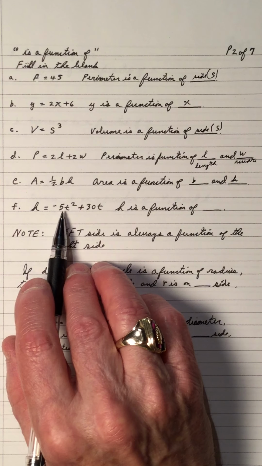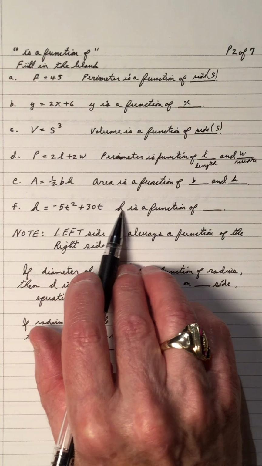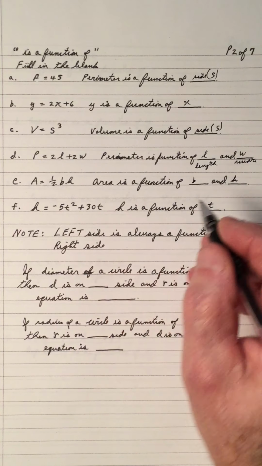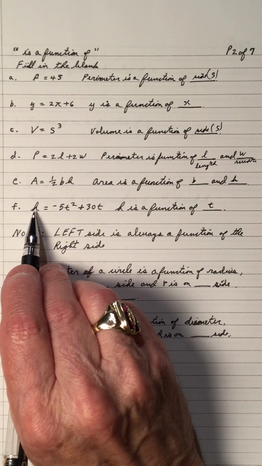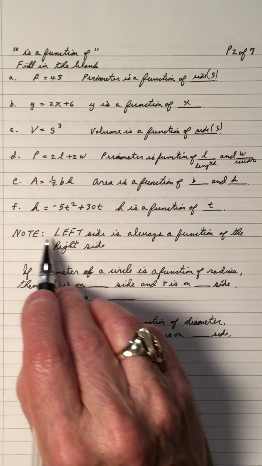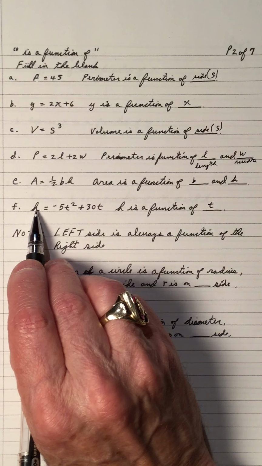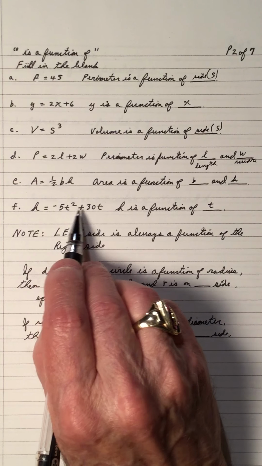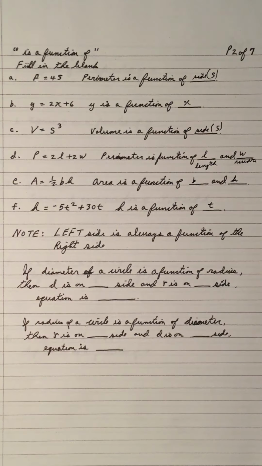Quadratic: the height is 5t squared plus 30t. The height is a function of t, which is time. H is height, t is time. So notice what's a function of is always on the right side. The left side is always a function of the right side. So when the left side has one variable and the right side has one or more variables, then the left side is a function of what's on the right.